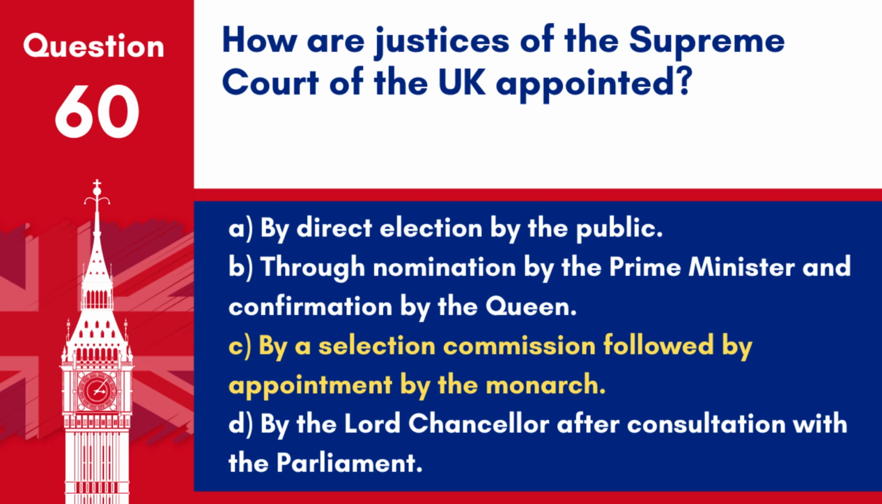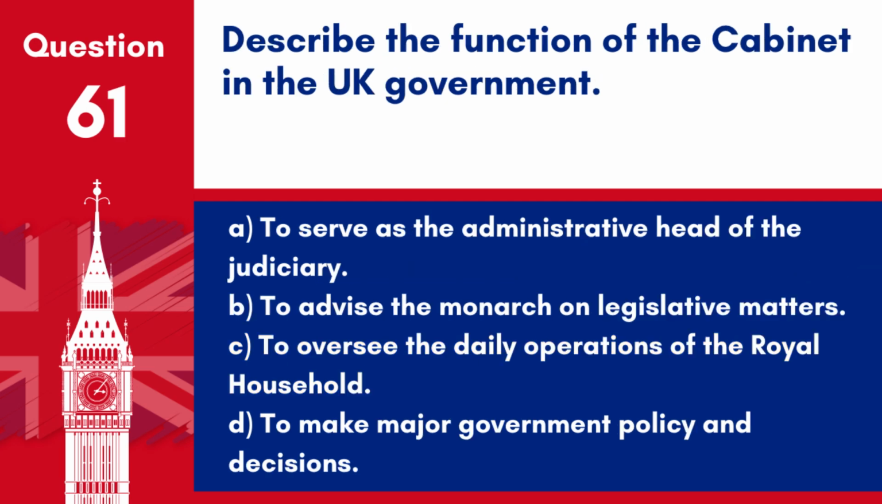Justices of the Supreme Court of the UK are appointed by the monarch on the recommendation of a special selection commission. Question 61. Describe the function of the Cabinet in the UK government. A. To serve as the administrative head of the judiciary. B. To advise the monarch on legislative matters. C. To oversee the daily operations of the royal household. D. To make major government policy and decisions. Answer: D. To make major government policy and decisions.